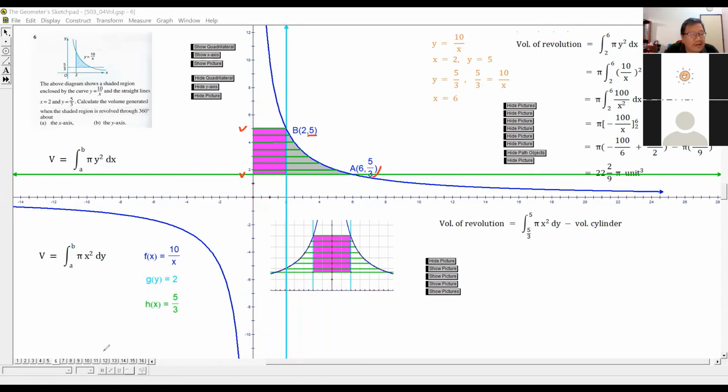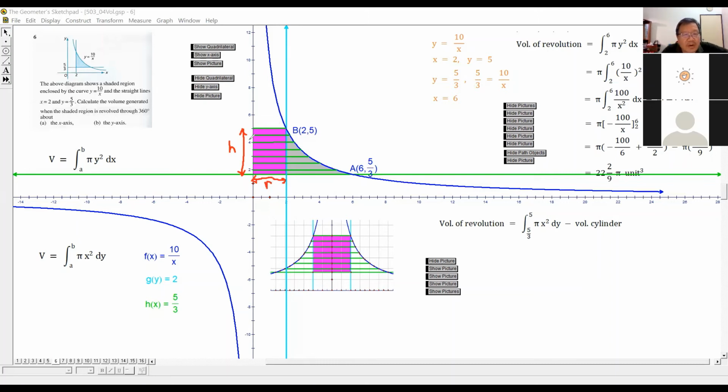How about the volume of the cylinder? What is the height of the cylinder? Can you tell me? This part, the pink part, when you rotate it, it will become a cylinder like this. So what is the height of the cylinder? From 5 to where? To 5/3. Correct. This is from 5 to 5/3. This is the height of the cylinder. Where is the radius of the cylinder? The radius is from 0 until 2 here. So the radius is 2.